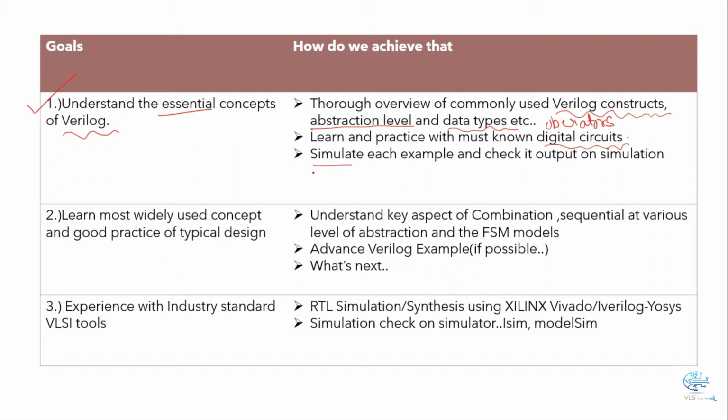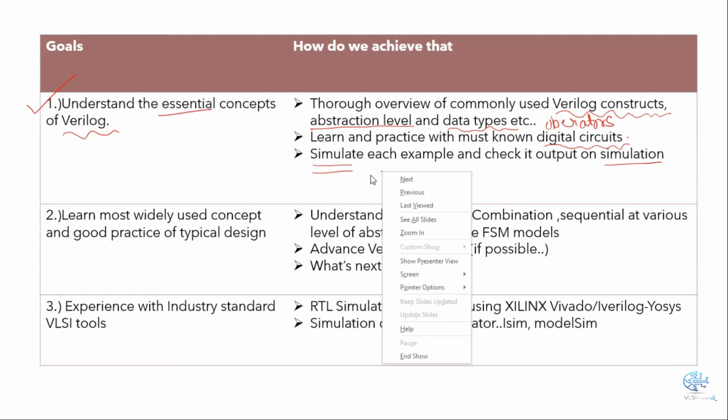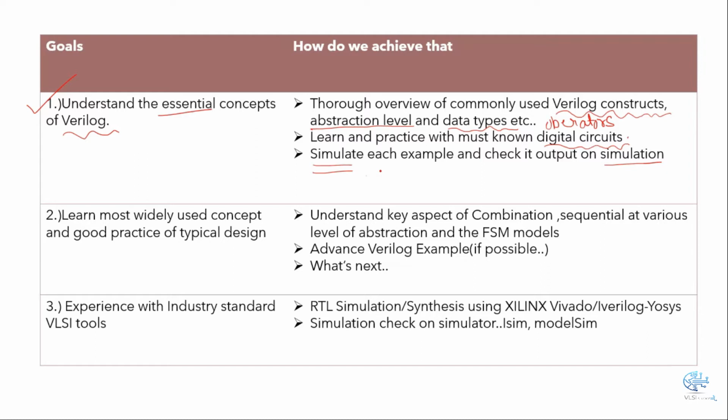And the second thing is to simulate each example and check out their output in the simulation. Simulation is a really critical step because we get to know the functional correctness of the design when we go for the simulation part. The simulation will tell us how the circuit actually works and how all the signals inside it behave when we change our inputs. So understanding this simulation and designing the circuit is our first step.